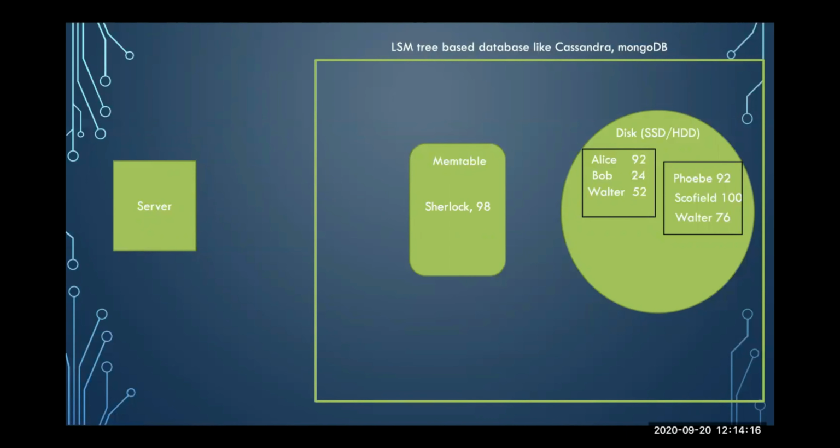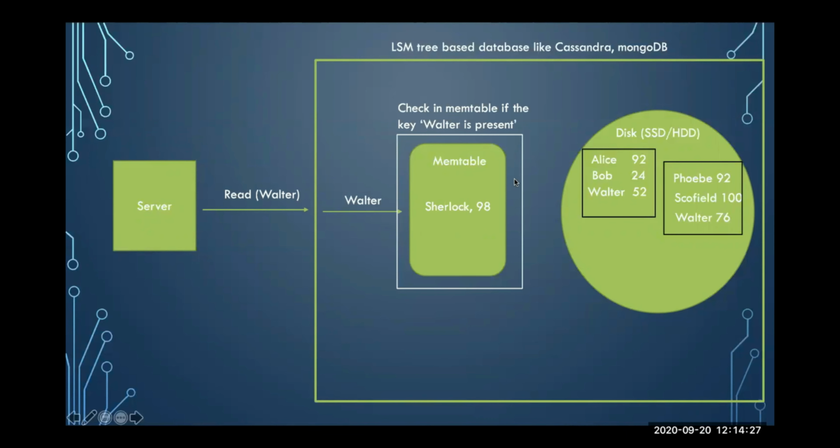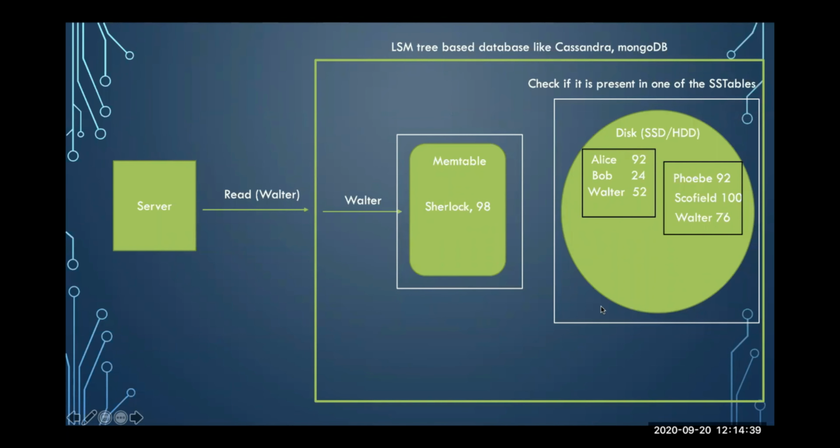But now we come to the interesting part, that is the read. Say we got a read for the key Walter. We first check if that value is present in the mem table or not. And you can see that that value is not present in the mem table. Then we go ahead and check if it is present in one of the SS tables in our disk.